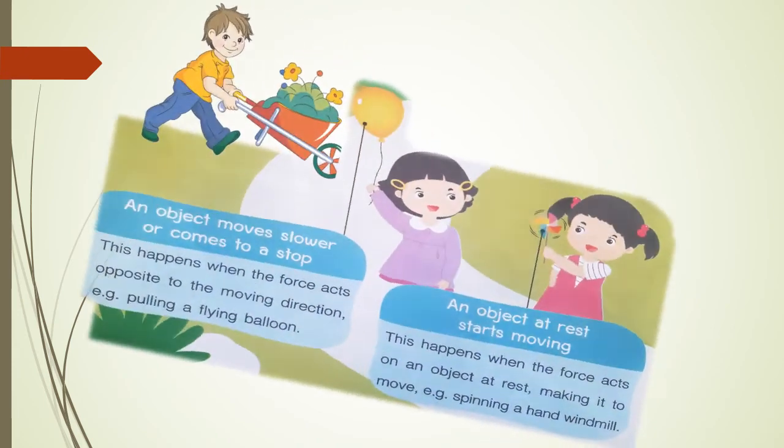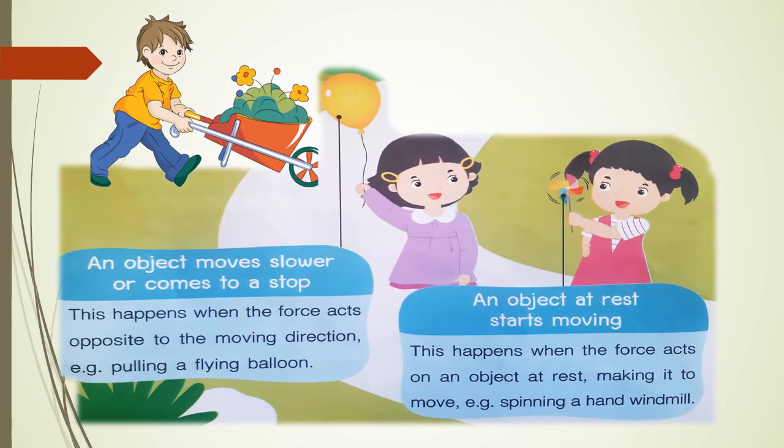Another example of forces that change the motion of an object is when an object moves slower or comes to a stop. This happens when the force acts opposite to the moving direction. An example is when we pull the flying balloon.